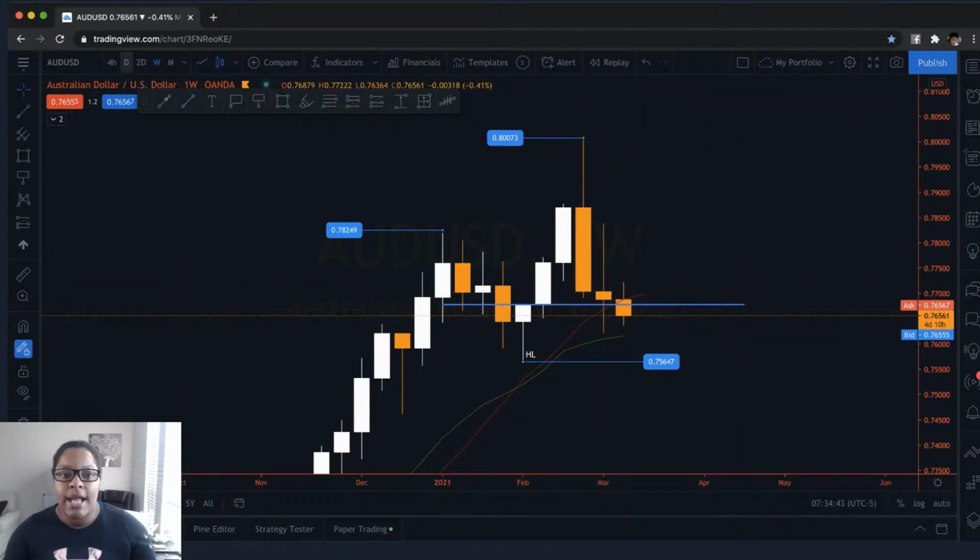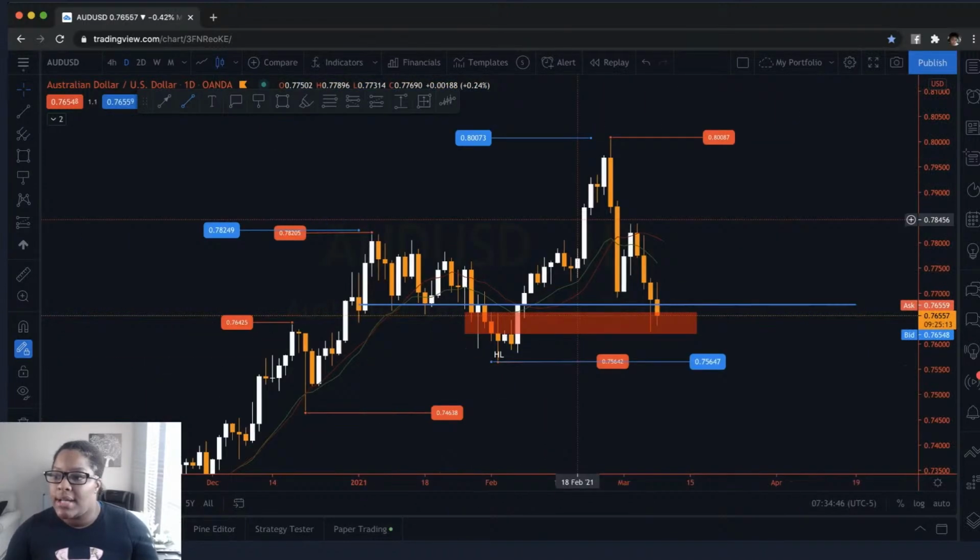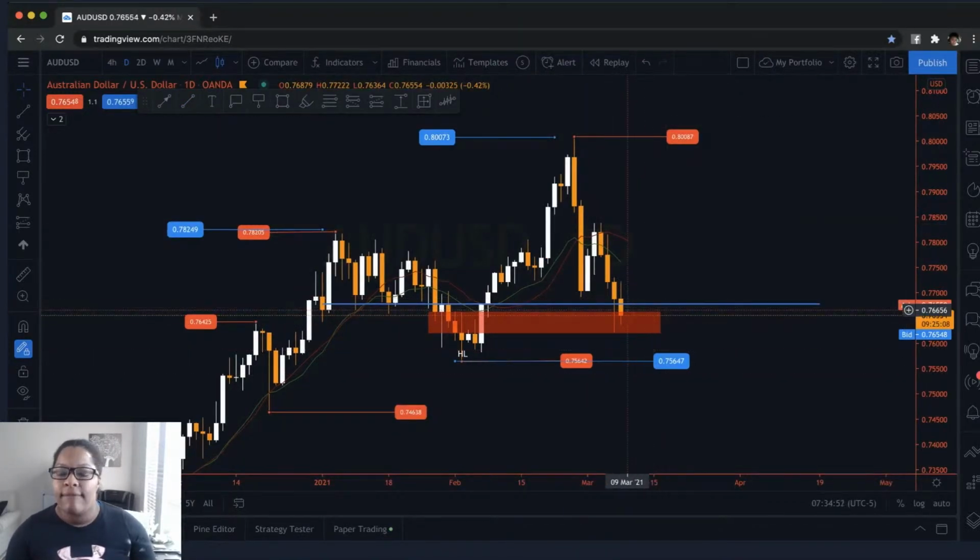Now I'm going to go back to the daily time frame, and as you can see, it's still around the same area. So I have a little bit more cause. We call this double confluence. I have double confluence, or double confirmation, that if price stays around this area and we get some bullish momentum this week, we can buy.